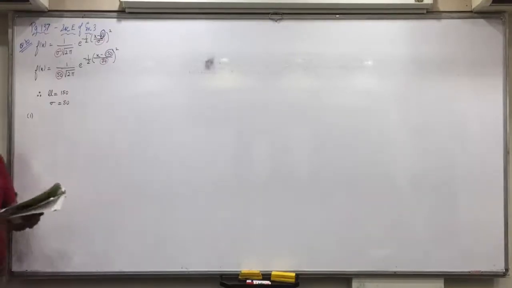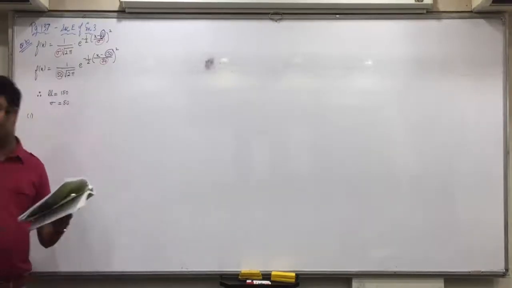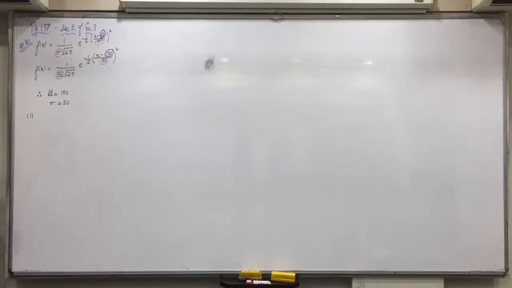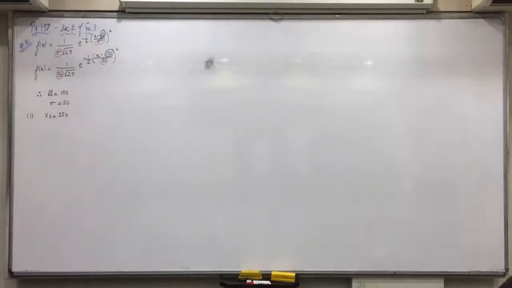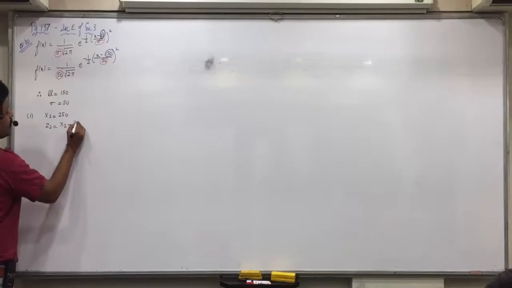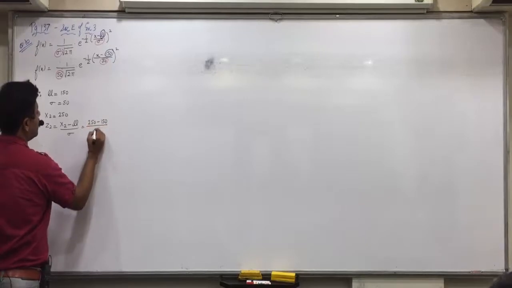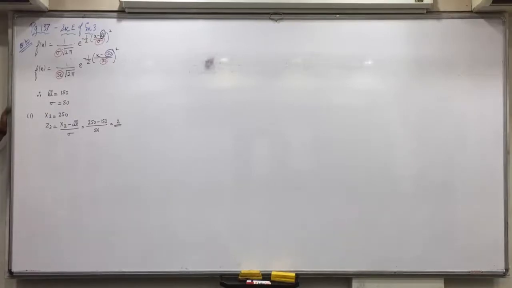Now the first question: P(x1 less than x less than 250) is 0.4772. 250 would be x2, so mark it as x2. We have to estimate x1. Here x2 is 250, so z2 would be (x2 minus mu) upon sigma, that is (250 minus 150) upon 50, which is 2. Any confusion in this? One value of x2 is given, so z2 can be obtained.